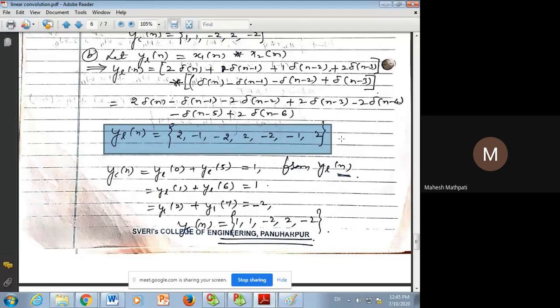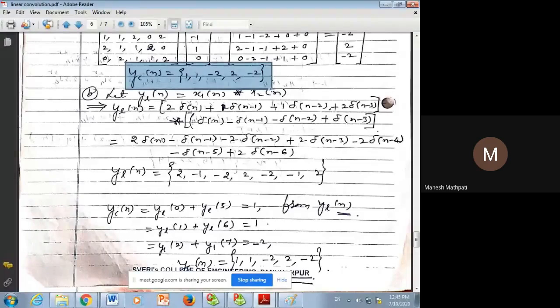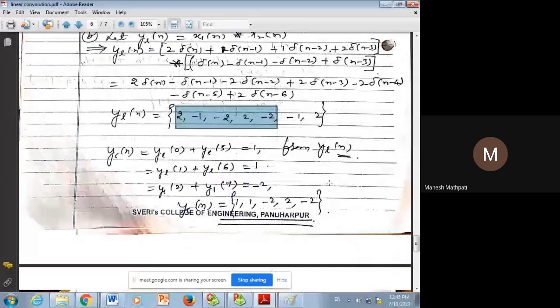The purpose of that is we want the circular convolution output to have 5 samples. So we need to convert this linear convolution result into the 5 sample result. I am adding this first point with the sample present at the 5th or 6th position, and this second sample is added with the 7th position. So these two values are added with the last two samples. We got the value again as 1, 1, minus 2, 2 and minus 2.